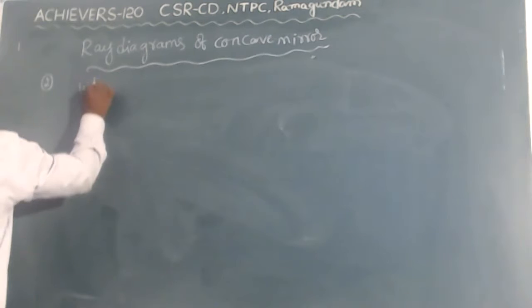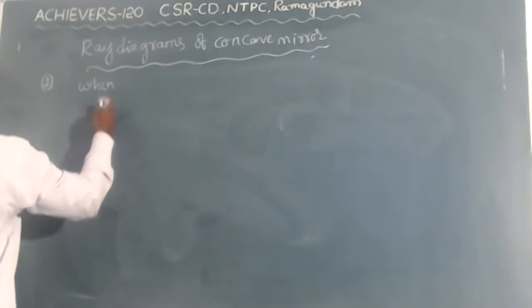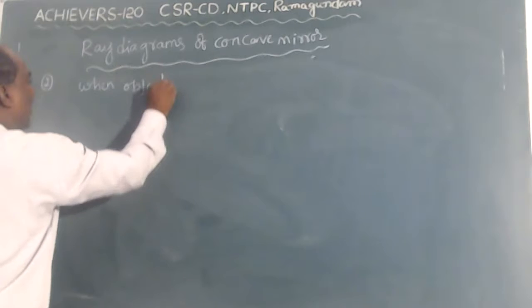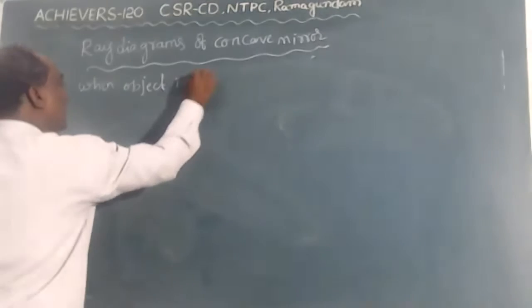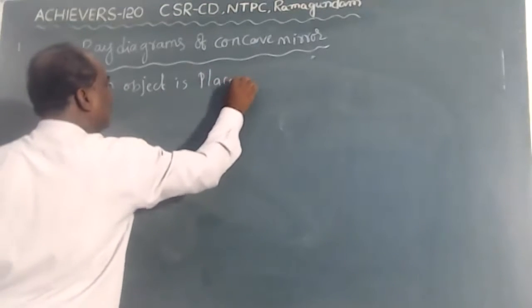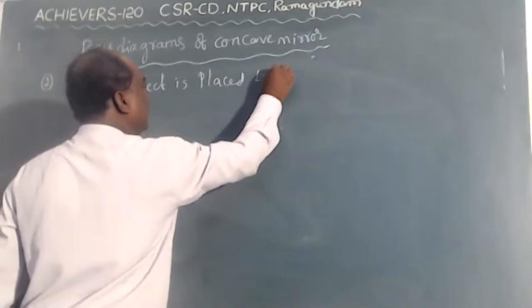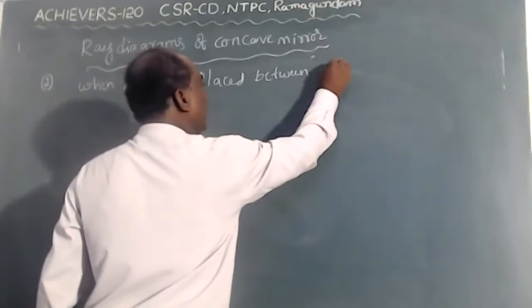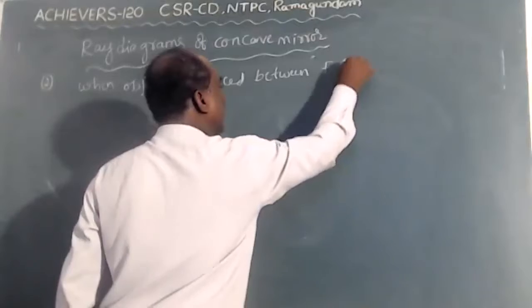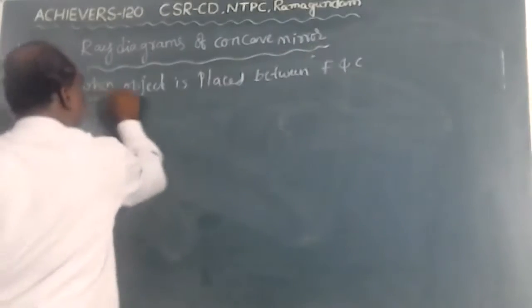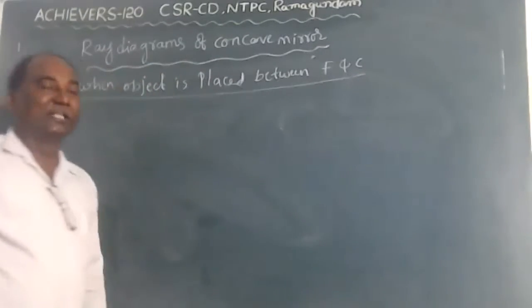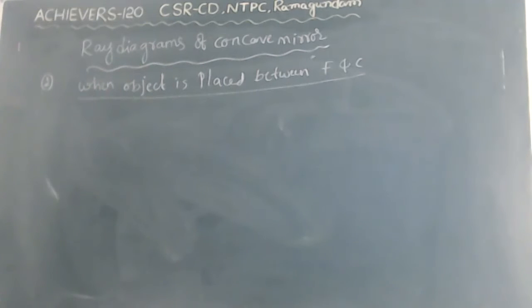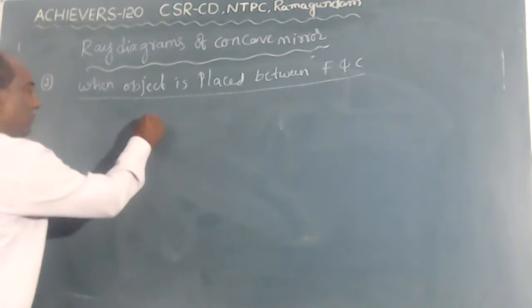When object is placed between F and C. When object is placed between focus and center of curvature. Let us see the diagram now.